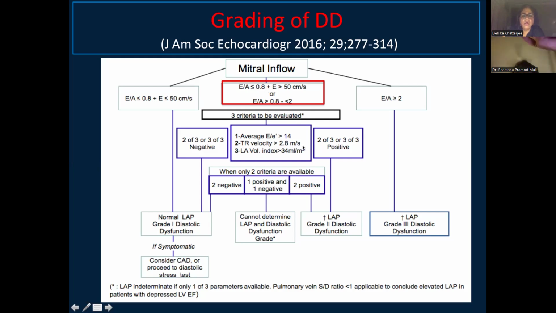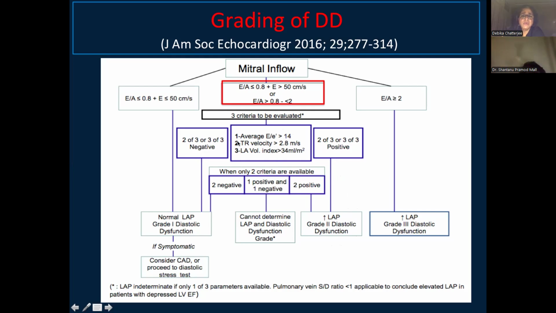All of you now know, I have already explained how we get all these values. Now, after getting these 3 values, you will come to the conclusion. Out of these 3, if 2 or 3 are negative, then you can straight away tell that it is a grade 1 diastolic dysfunction. On the other hand, if 2 or 3 are positive, then you say it is a grade 2 diastolic dysfunction.